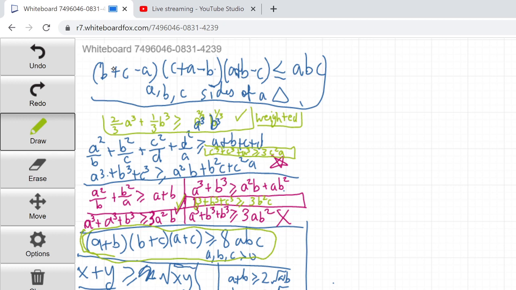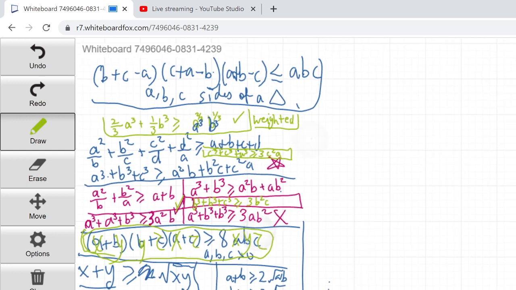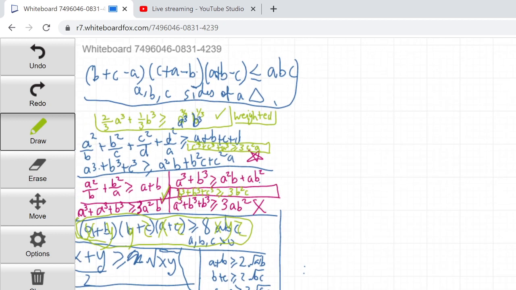Instead of using a, b, and c for this equation, use x, y, and z. Then you can let x equal a plus b minus c on 2. Does that make sense? So we have that x plus y times y plus z times z plus x is greater than or equal to 8xyz, right?